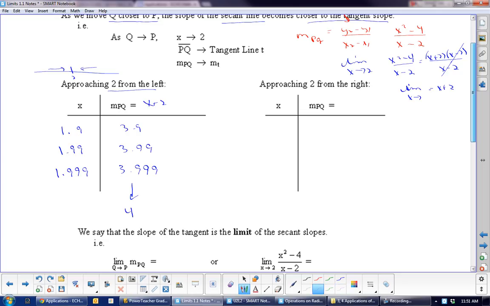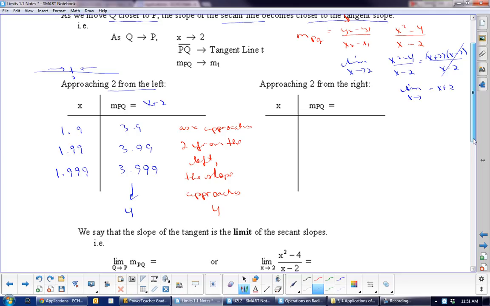So what is this saying? As x approaches 2 from the left, the slope approaches 4.